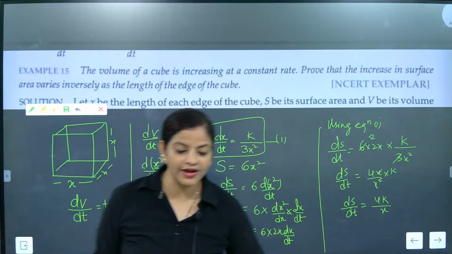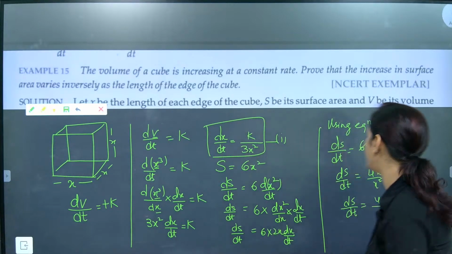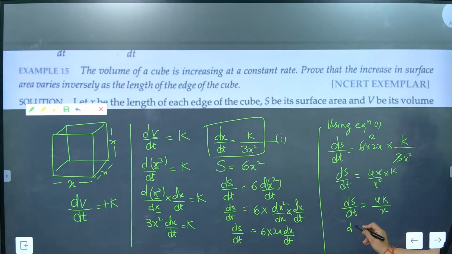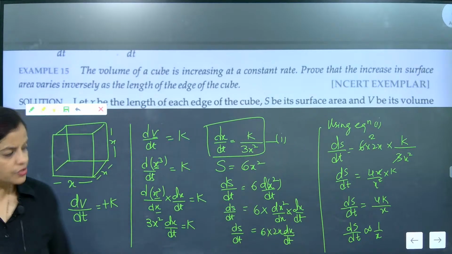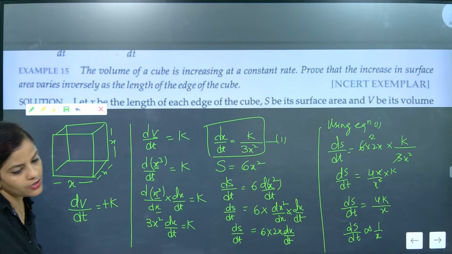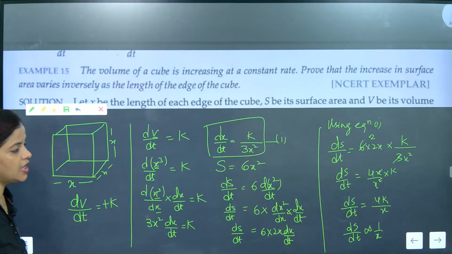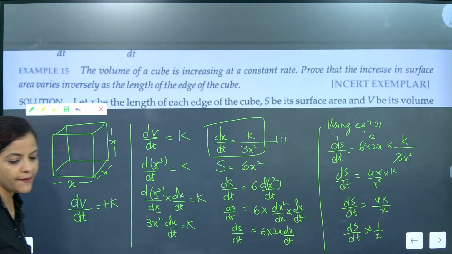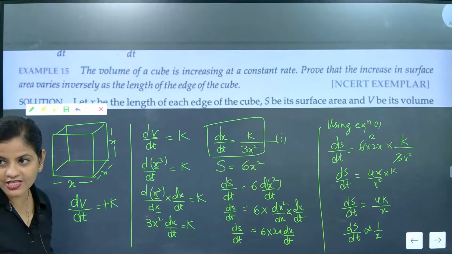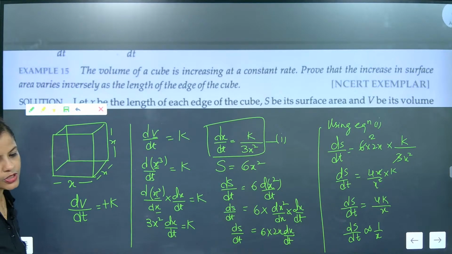So what is the final conclusion we have drawn from here, beta? The final conclusion is that ds by dt is inversely proportional to the length of the edge. That is, the rate of change of surface area is inversely proportional to the length of its edge. Till here we have done, beta.